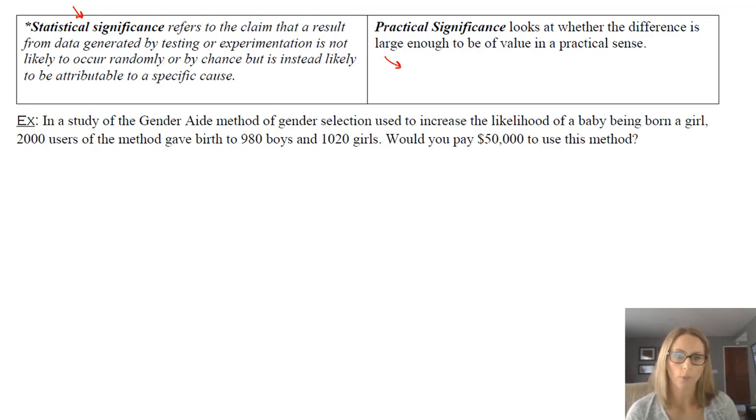Okay, so for example, in a study of the Gender Aid method of gender selection used to increase the likelihood of a baby being born a girl, 2,000 users of the method gave birth to 980 boys and 1,020 girls. Would you pay $50,000 to use this method? So thinking about that, you might be like, well, I don't have $50,000, so how could I ever pay that? But most people don't. But let's say you want to have a girl.